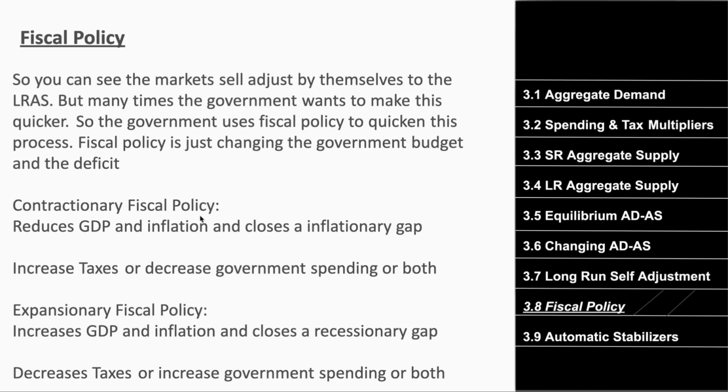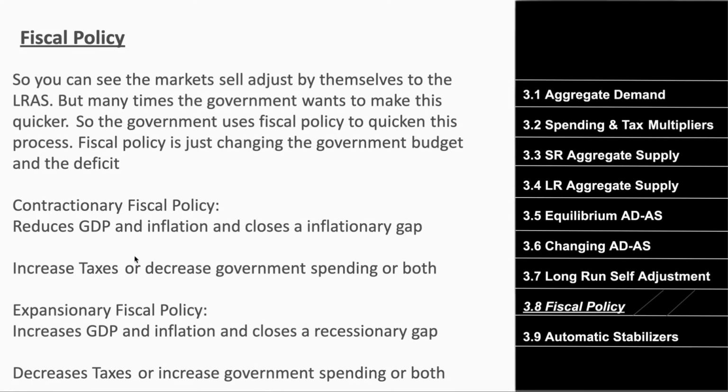For contractionary fiscal policy, to slow down the economy, they reduce government spending, or they increase taxes, both of which decrease the economy. So just remember, contractionary fiscal policy, you either increase taxes, decrease government spending, or both. Then expansionary fiscal policy, if they want to speed up the economy, they decrease taxes, increase government spending, or both.